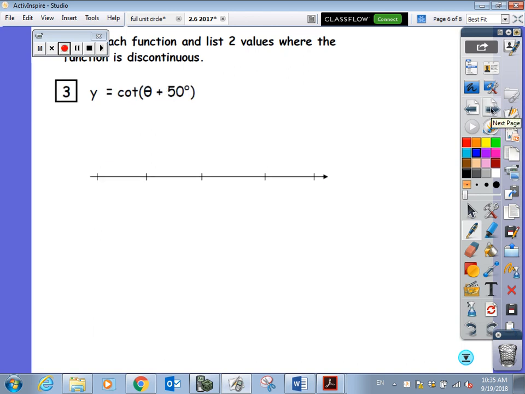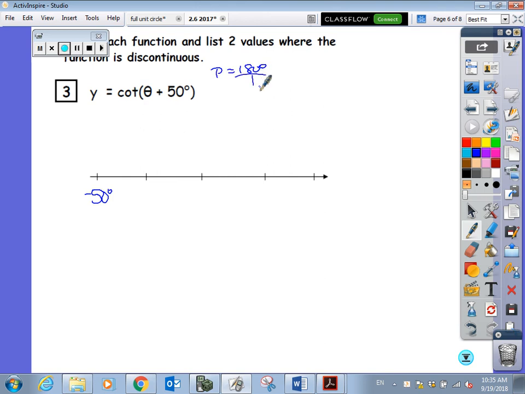All right, cotangent, and now we have a horizontal shift. Cotangent goes back to starting at the left. So that's going to be left 50, or we could say we start at negative 50 degrees. And then our period, we're in degrees because there's a degree symbol here. So our period is 180 degrees over 1.